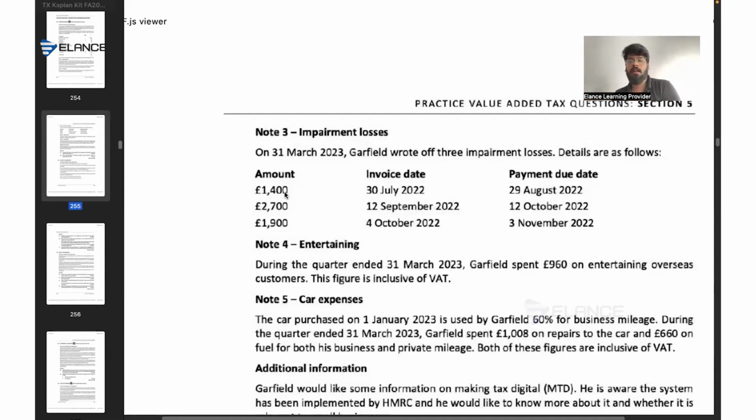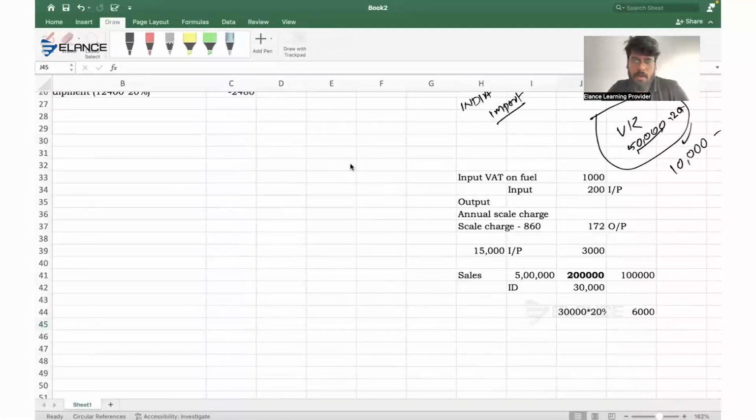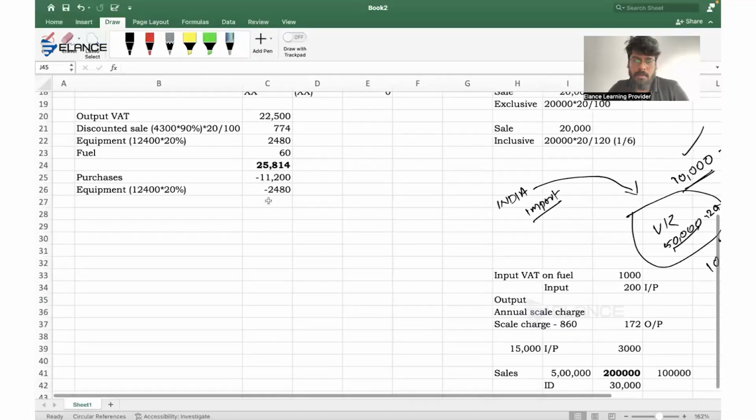So on this 1,400 we can claim the impairment loss relief, because our quarter end is 31st March 23 and the due date of this 1,400 was 29th August 22. So here our quarter end is after 6 months. So we can reclaim input VAT on 1,400. Here 1,400 into 20%, we can reclaim.